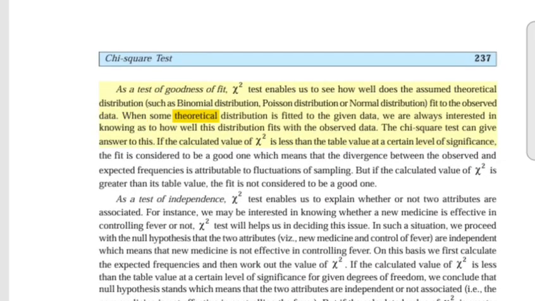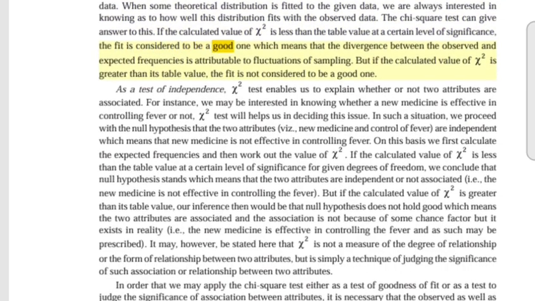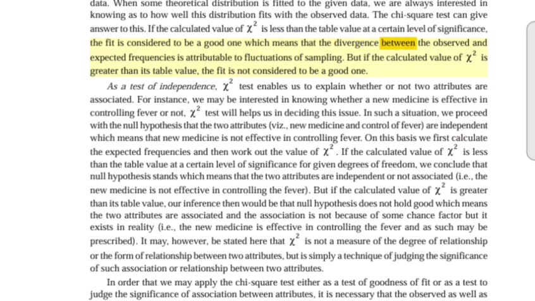When some theoretical distribution is fitted to the given data, we are always interested in knowing how well this distribution fits with the observed data. The chi-square test can give the answer to this. If the calculated value of chi-square is less than the table value at a certain level of significance, the fit is considered to be a good one, which means that the divergence between the observed and expected frequencies is attributable to fluctuations of sampling. But if the calculated value of chi-square is greater than its table value, the fit is not considered to be a good one.